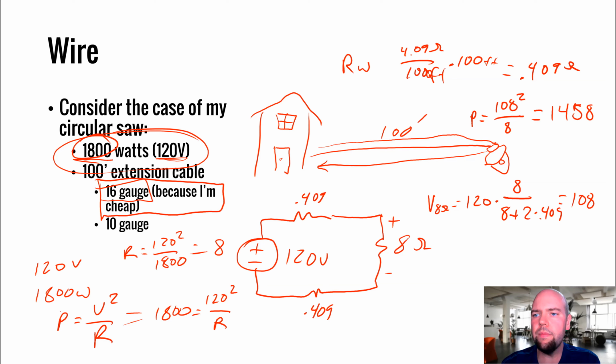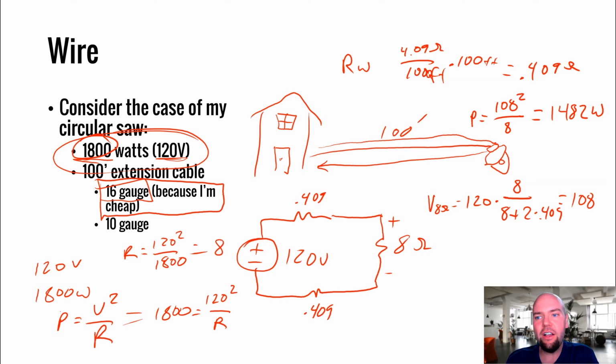Actually, sorry, let me use the actual value. 1482 watts. So rather than having 1,800 watts, I only had 1,480 watts. That's a big drop in power.